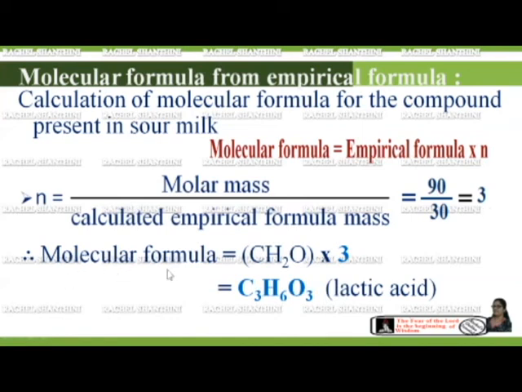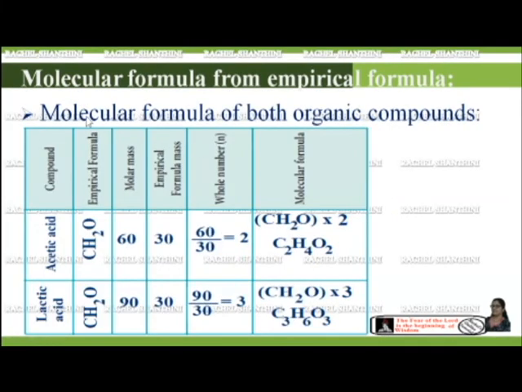Now let us calculate the molecular formula for this compound. Since the empirical formula is the same for both compounds, the empirical formula is CH2O for this compound also. What is the value of N for this compound? 3. So CH2O into 3. Now we have to multiply the empirical formula by its N value. So 3 into 1 carbon, C3, 3 into 2 hydrogen, H6, and 3 into 1 oxygen, O3. So C3H6O3 is the molecular formula for the second compound, which is lactic acid. Here in this slide, we have given the molecular formula of both the compounds in a single table.